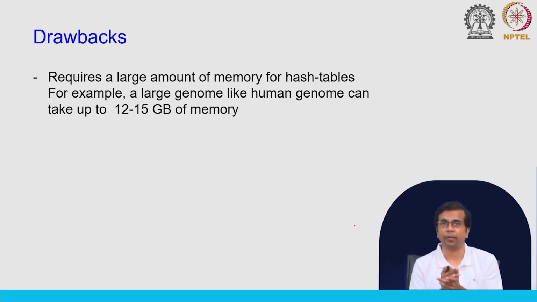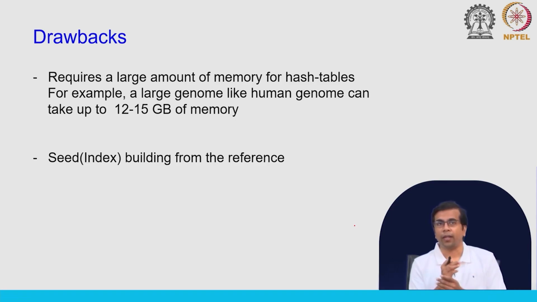For example, if you are working with a large genome like the human genome, it can take up to 12 to 15 GB of memory. It means you are not going to run this on your desktop computer. That is a limitation, it prevents accessibility. If you do not have access to, let us say, a workstation with a large amount of memory or a server where you have a lot of memory, you will not be able to run this. So this requires specialized systems.